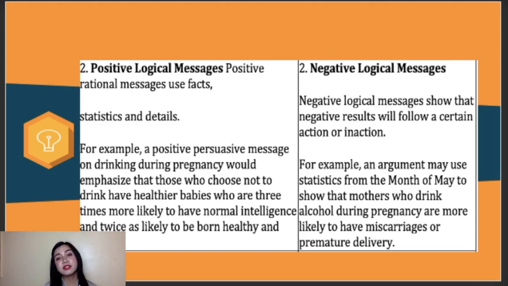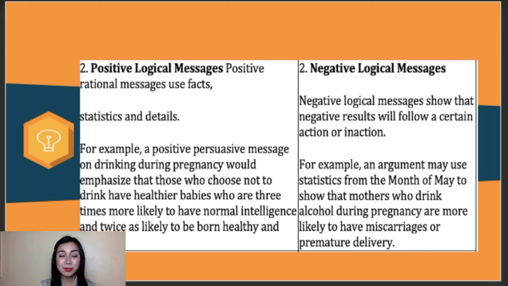And the negative logical messages show that negative results will follow a certain action or inaction. For example, an argument may use statistics to show that mothers who drink alcohol during pregnancy are more likely to have miscarriages or premature delivery.